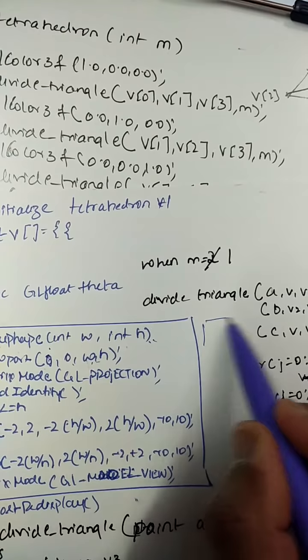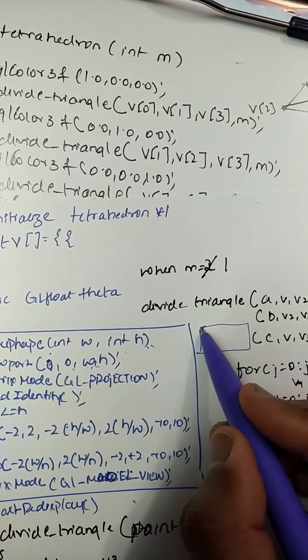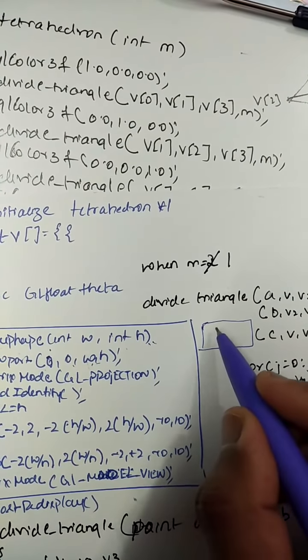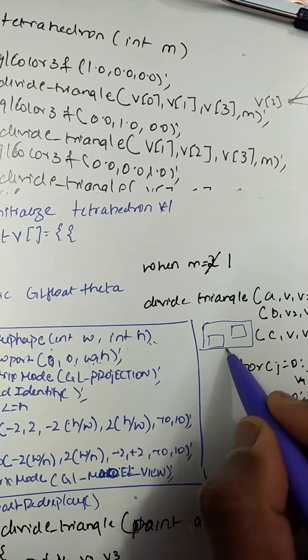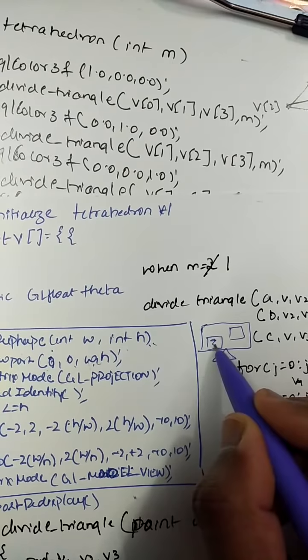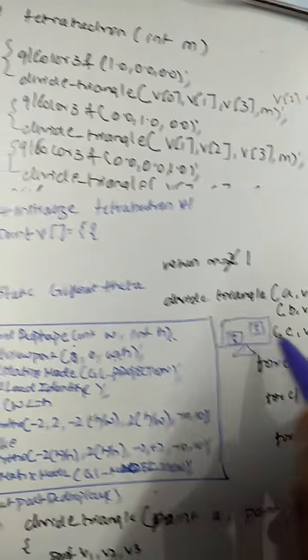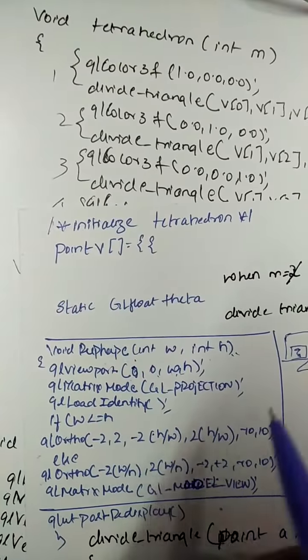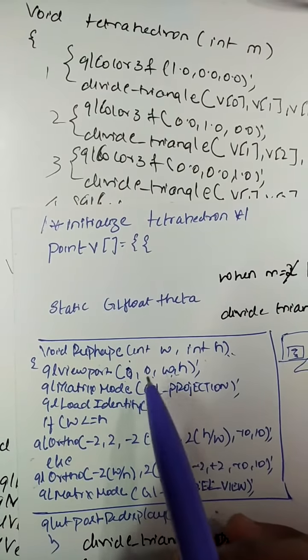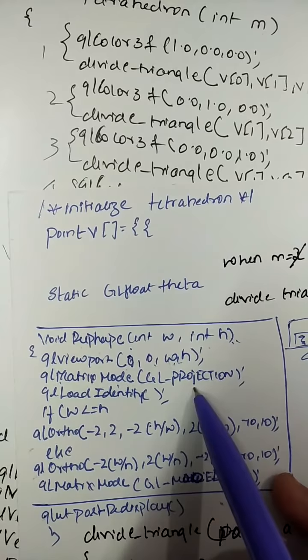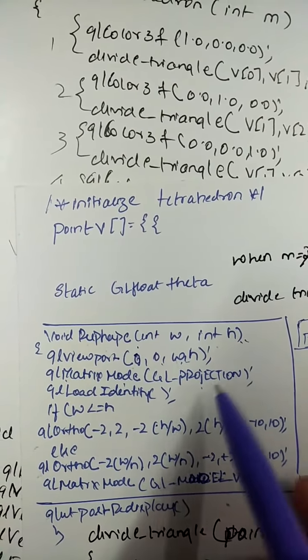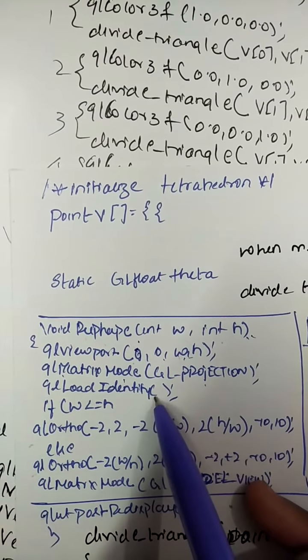Means consider here this is your monitor screen. It can be drawn here or it can be drawn even here. Assume this is your output. So this has been decided by viewport. So it decides where you have to display the output. And GL matrix mode you have to switch to the projection since we are dealing with views. And I'll load the identity matrix.